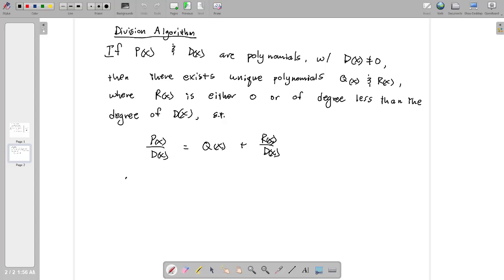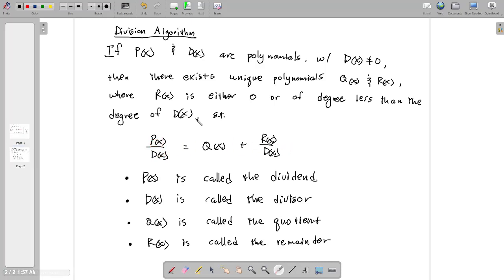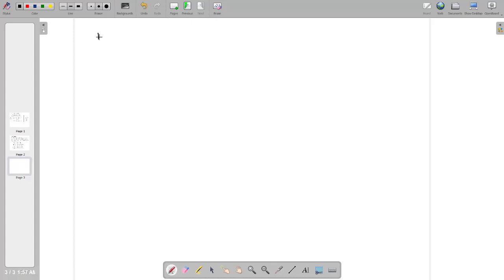Now, we have some terms for these. p of x is called the dividend. d of x is called the divisor. q of x is called the quotient. r of x is called the remainder. Now, any polynomial division will follow this path. Now, the key is to actually figure out what q of x is and what r of x is. So let's move on to an example.